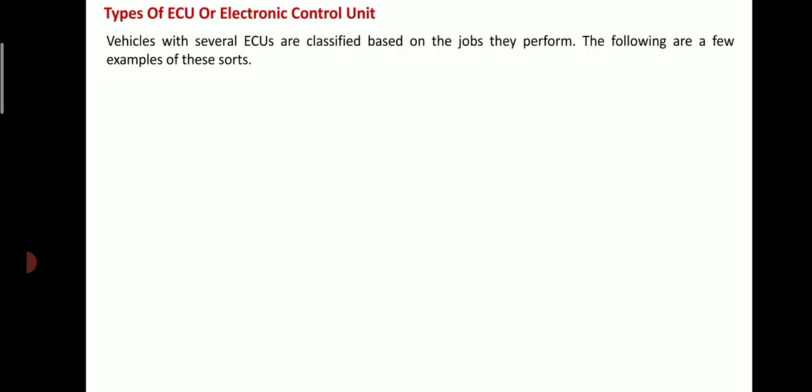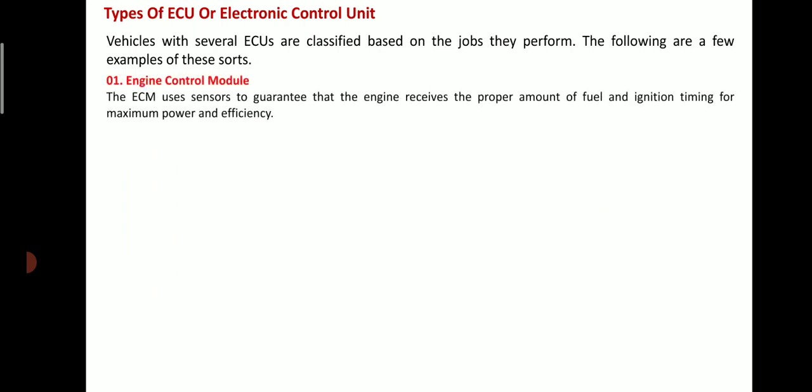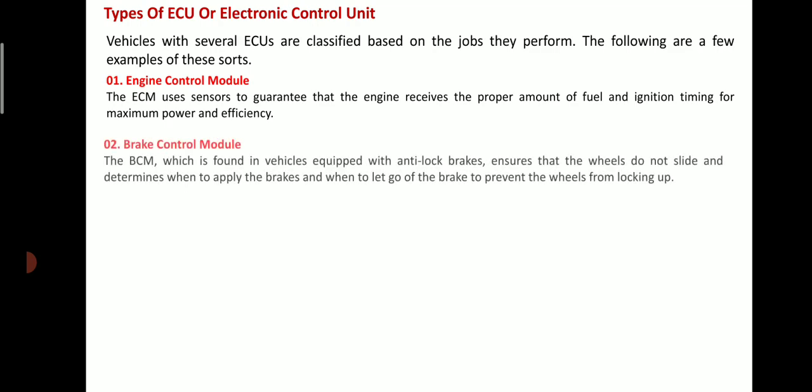What are the types of ECU? Vehicles with ECUs are classified based on the job they perform. Following are a few of the examples. Number 1, engine control module. The ECM uses sensors to guarantee that the engine receives the proper amount of fuel and ignition timing for maximum power and efficiency. Second is brake control module.